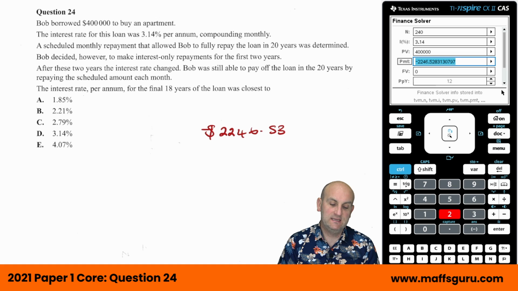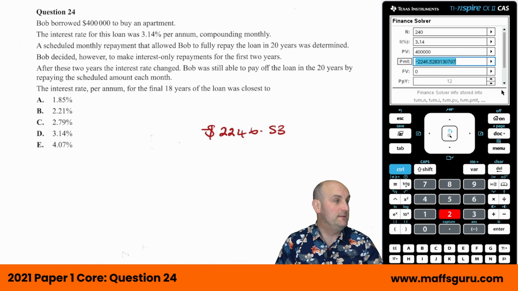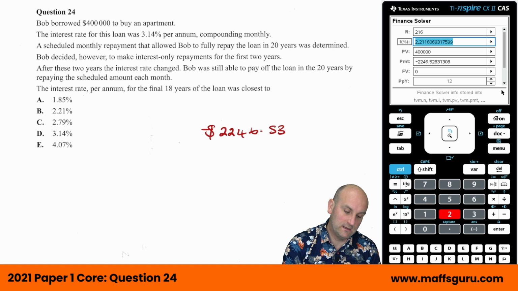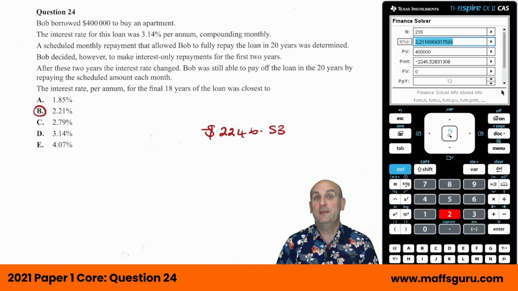After these 2 years, the interest rate changed, and Bob was still able to pay off the loan in those 20 years, which really meant that he's actually got 18 years left. So if I do 18 times 12, now he's making 216 payments, and it wants us then to find the interest rate, because he still owes that 400,000. He's only paid the interest, his principal is still the same. And when I hit enter, I get 2.21%, which thankfully is one of the answers. And that was the end of the financial section. Hopefully you guys did okay in this and didn't get too tricked.